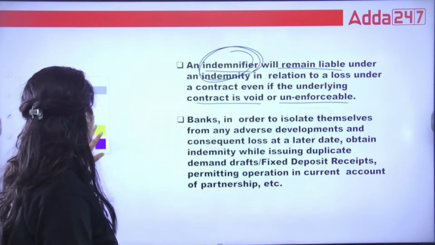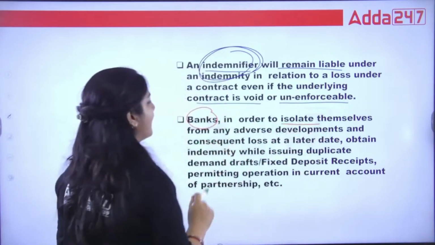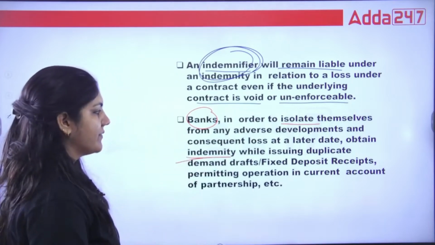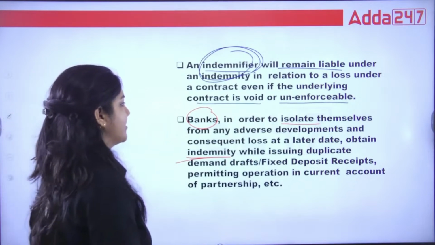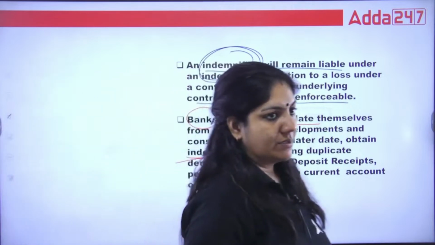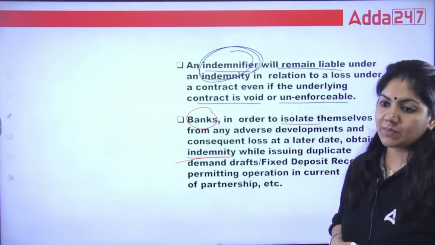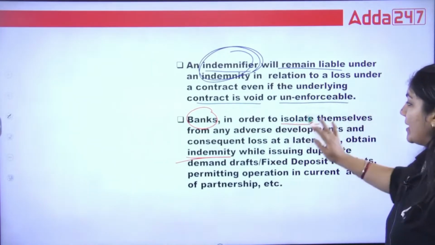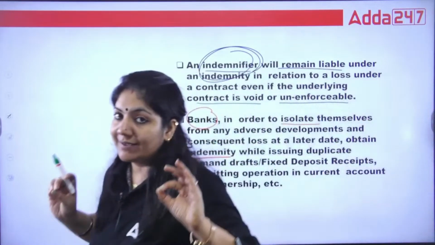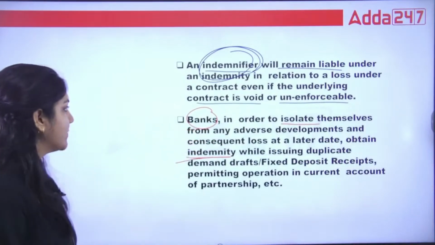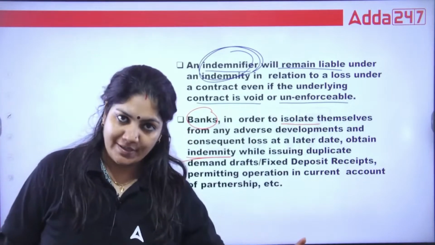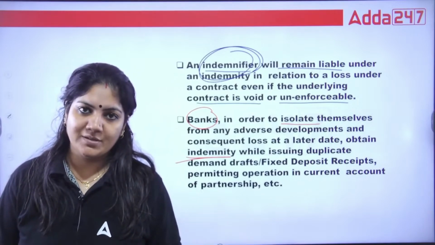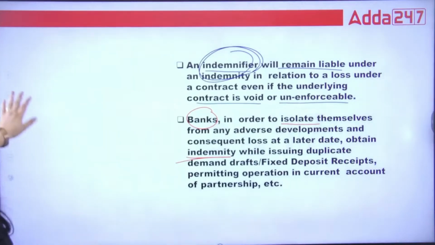Bank. If I give you the example of a bank, in order to isolate themselves from any adverse development and consequent loss at a later date, banks obtain indemnity while issuing a duplicate demand draft or fixed deposit receipt, or permitting operation in the current account of a partnership. So class, in this case, as you can see, we talk about the indemnity holder in the case of a bank. Suppose you people lost the fixed deposit receipt, demand draft, etc. So the bank, in order to isolate itself from any adverse development, will not take the liability. So in that case the bank is called the indemnity holder and the person is called the indemnifier. That's it.